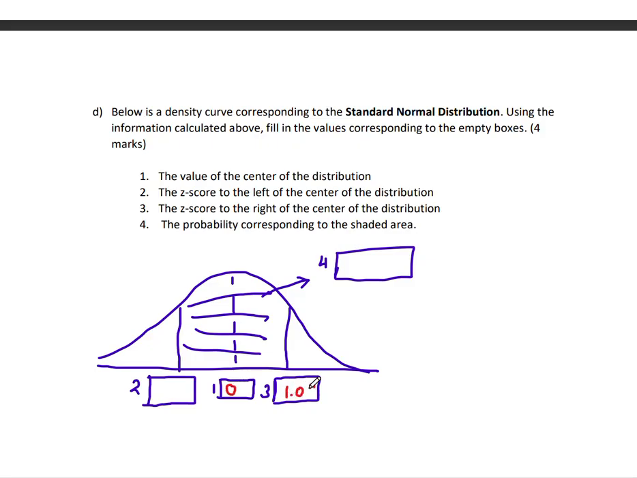1.09 is going to be on this side. Negative 0.54 is the value on this side, which corresponds to right here. 0 is right here, and 1.09 is right here to the right of 0.